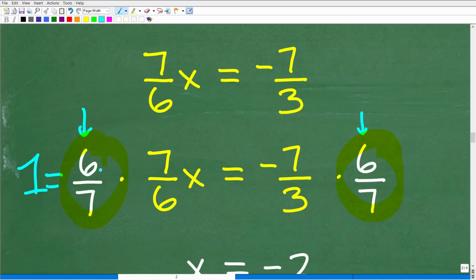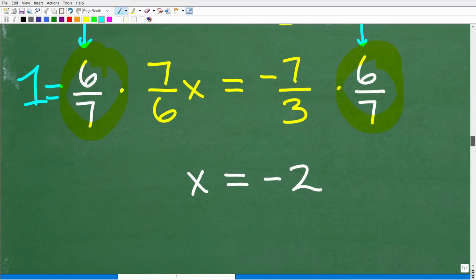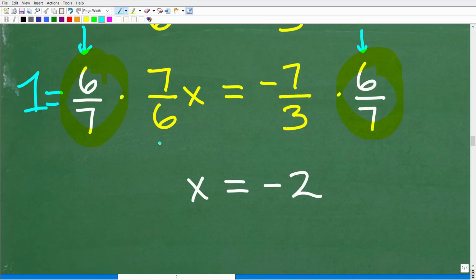Okay, so that's what we need to do. We need to multiply both sides of the equation by 6 over 7. Let's go ahead and do that now. So 6 over 7 times 7 over 6 is going to be 1x, or x. That is what we're looking for, the solution.